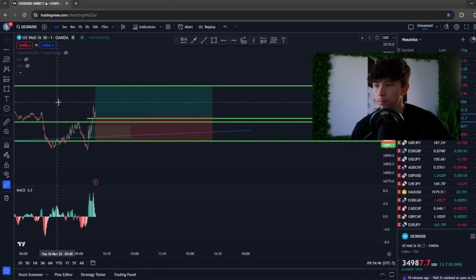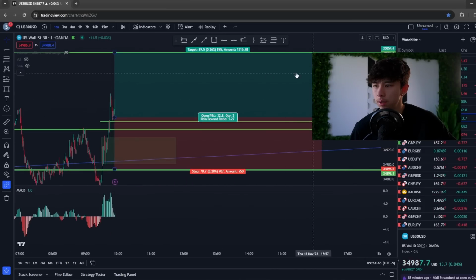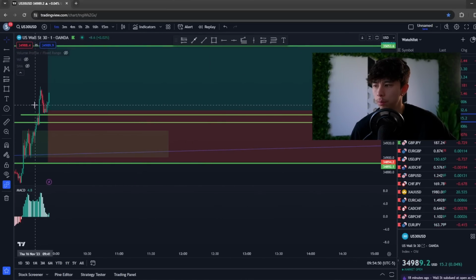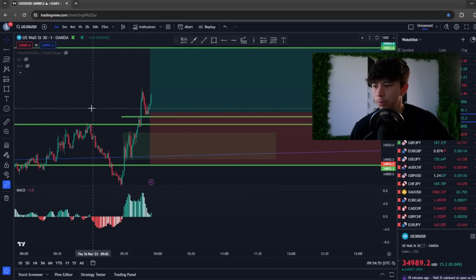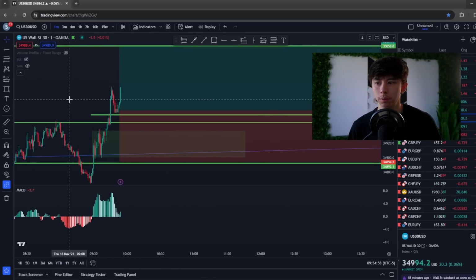That's a nice easy 1.27 if we can get an entry where we have our entry so far. But like I said, it looks like price is so bullish right now, so we're gonna have to wait this one out a little bit.